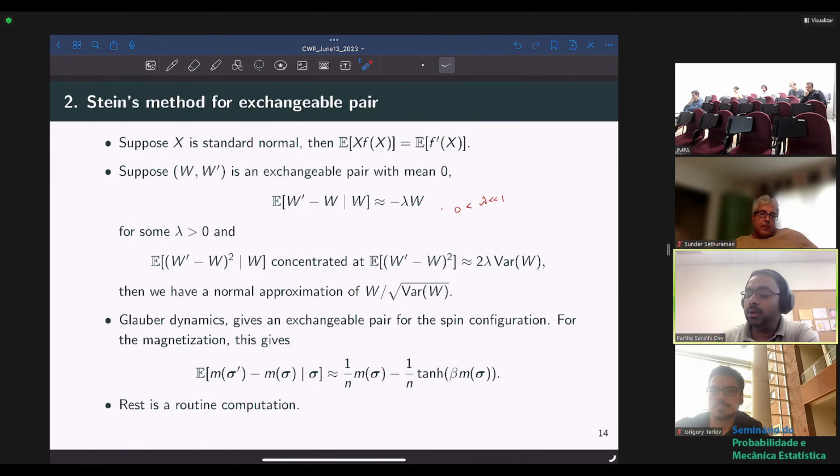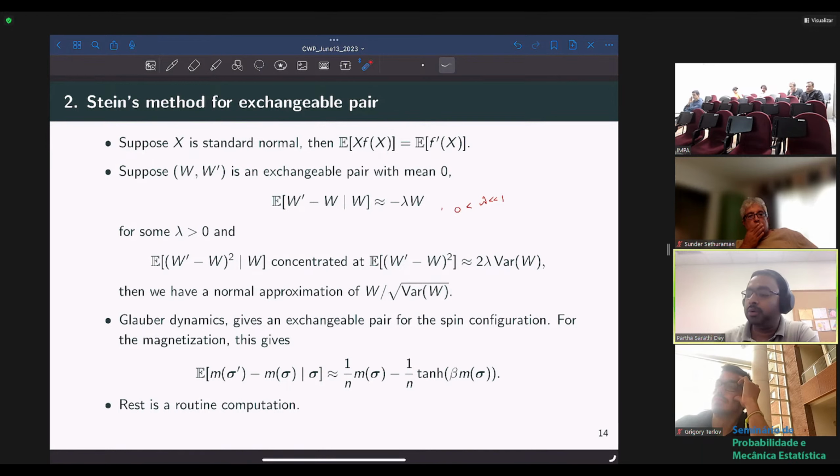Now, in the Curie-Weiss case, one can actually look at the global dynamics. The global dynamics is defined for the general Ising model. In this case, the dynamics behaves like this: you choose one of the coordinates uniformly at random, and then change that particular spin value by looking at the conditional distribution of the spin given the rest. That's the usual Hubbard dynamics, and the Hubbard dynamics is a reversible Markov chain. So it gives an exchangeable pair for the spin configuration.